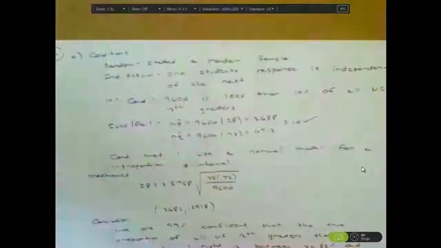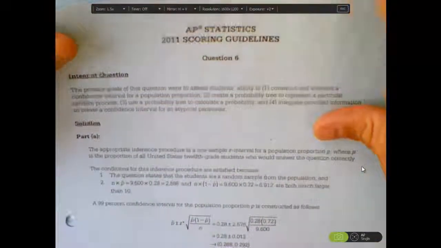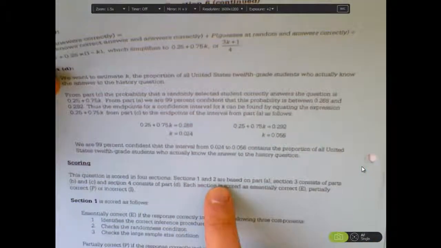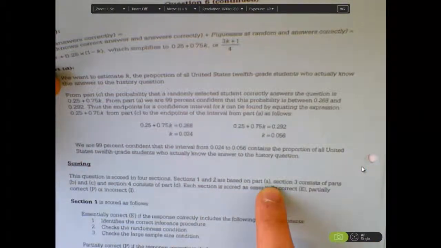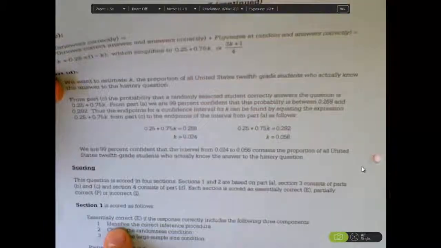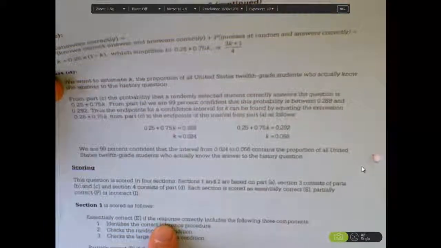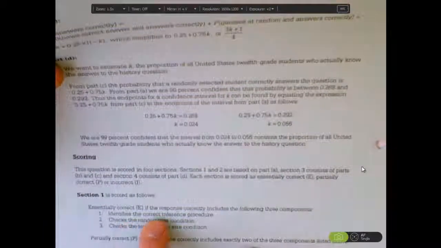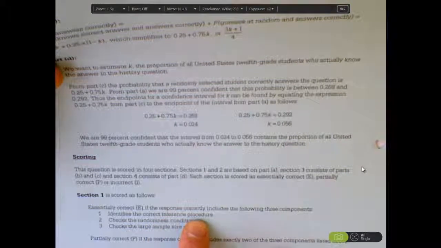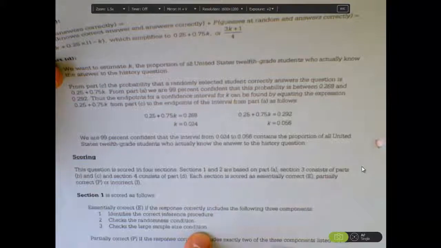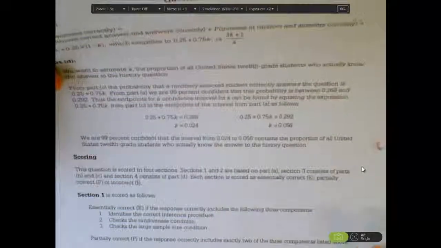Let's take a look at the rubric first, as far as grading goes. Okay, section 1 and 2 are based on part A. So 2 sections come from part A. Section 1 is essentially correct for these 3 components. You identify the correct inference procedure, that's your 1 proportion Z interval. You check the randomness condition and the large sample size condition, which is what we call the success failure condition.